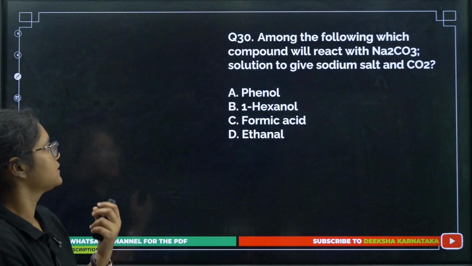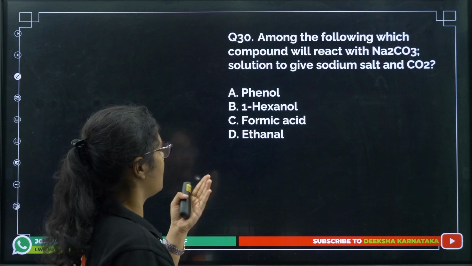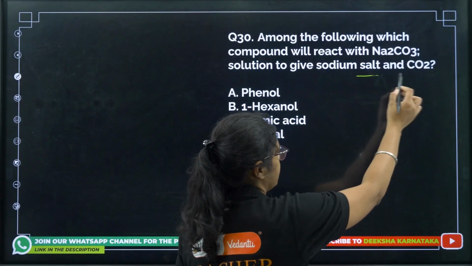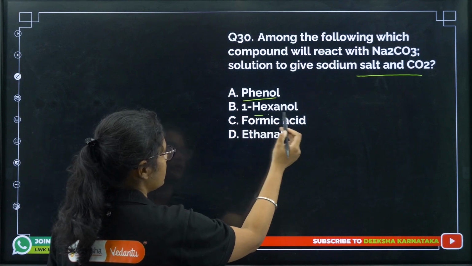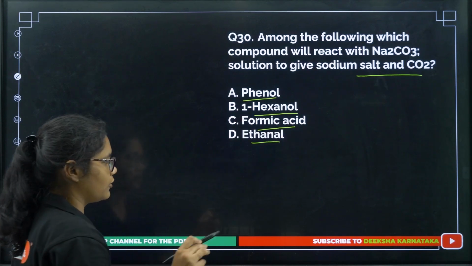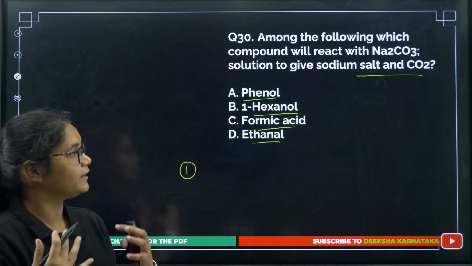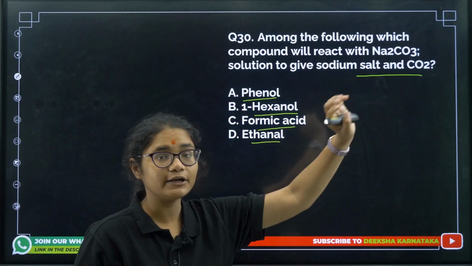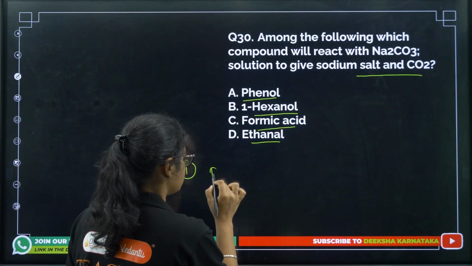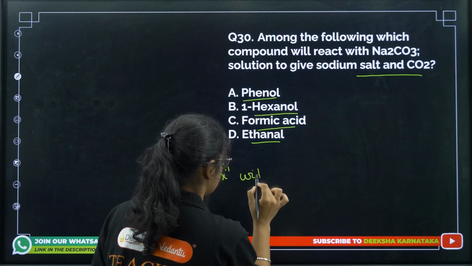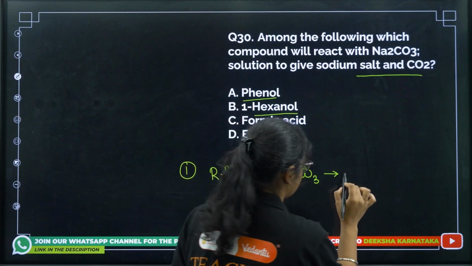Okay. Next, among the following which compound will react with Na2CO3 solution to give you salt and carbon dioxide? Okay. So now you see the options are like this. Alcohol, acid, and aldehydes. So first of all, the thing that you should know is reaction with Na2CO3 indicates acidic nature.